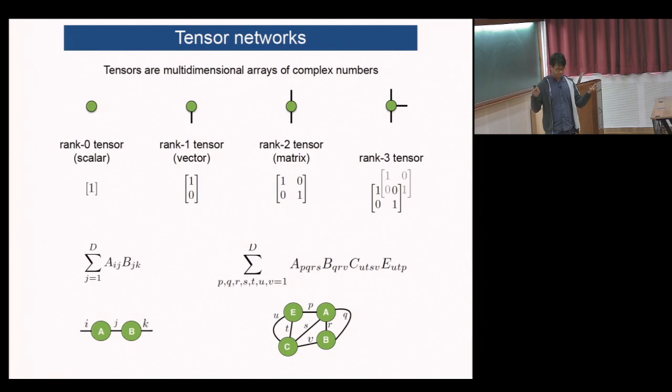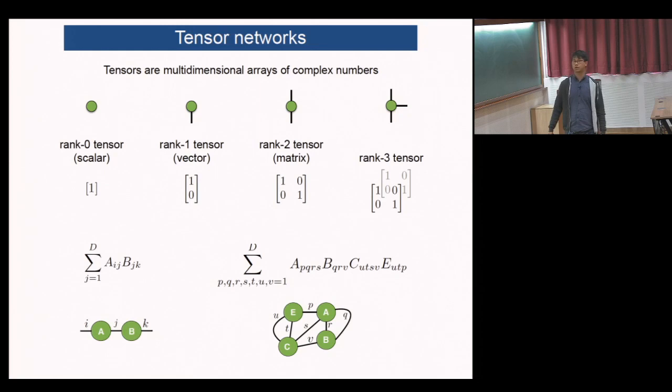But so far I have just described what tensors are. These are just ways of storing numbers. There is no physics involved. There is no quantum physics. Okay. Now let's talk about a quantum many-body system. Let's slowly get closer to the topic.